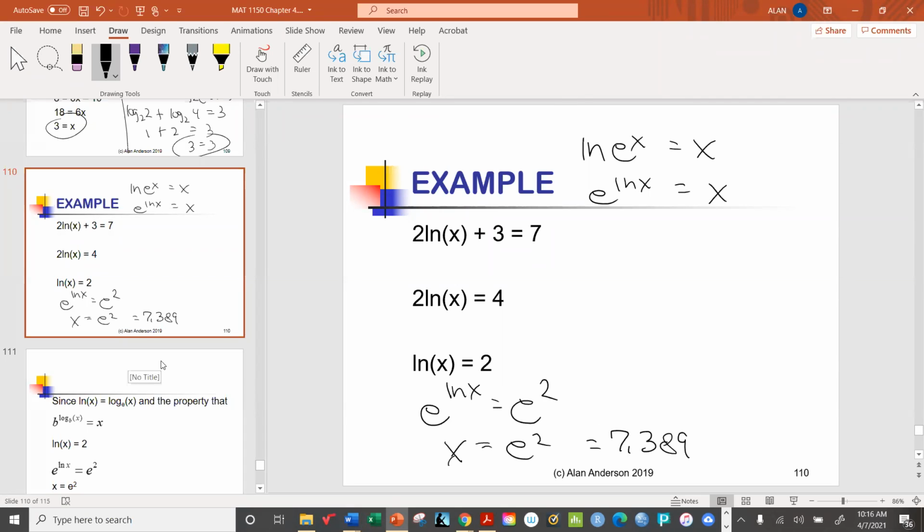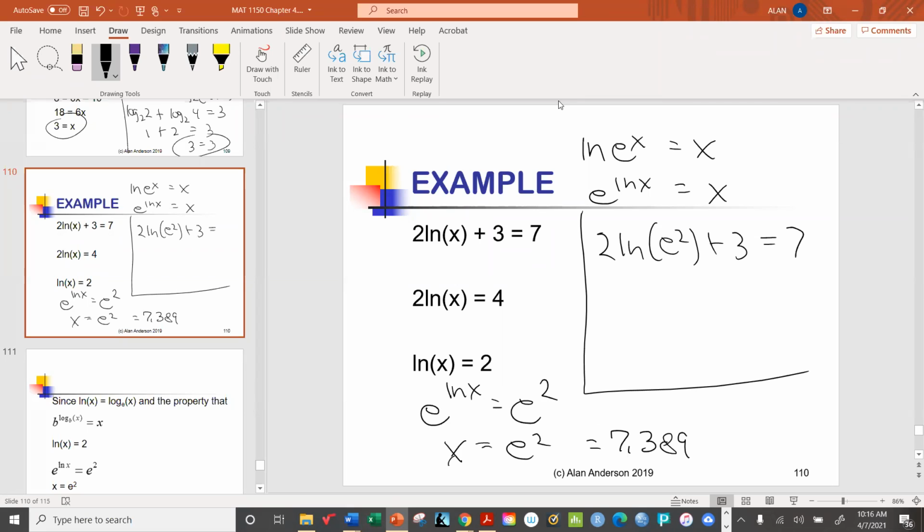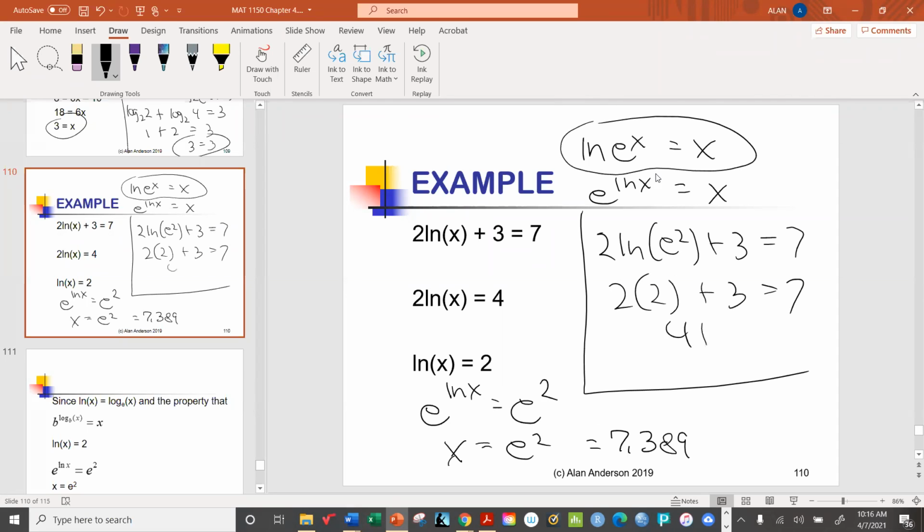Or, of course, you can leave it like that, and if you want to double check, you would have 2 natural log of e squared plus 3 equals 7. The natural log of e squared is just 2 based on this property, and then you have 3, and so you end up with 7 equals 7.